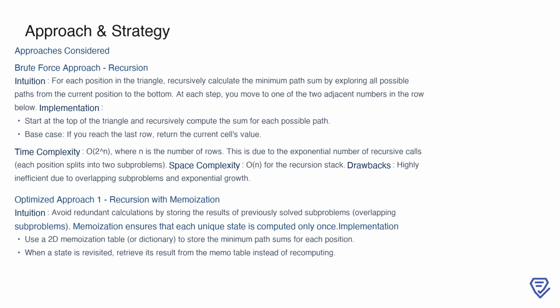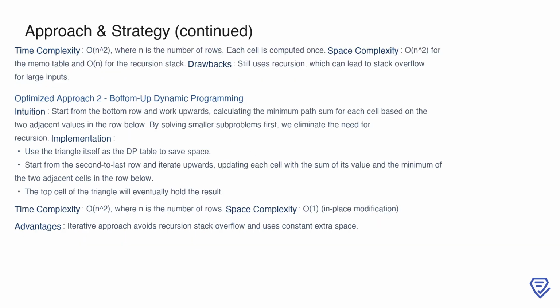To address this, we can optimize the recursion using memoization. By storing solutions to previously computed subproblems in a 2D table or dictionary, we can avoid redundant calculations. When a state is revisited, we simply retrieve its result from the memo table, drastically improving efficiency. With recursion and memoization, we reduce the time complexity to O(n^2), since each cell is computed only once. However, the space complexity remains O(n^2) for storing the memo table, and O(n) for the recursion stack.